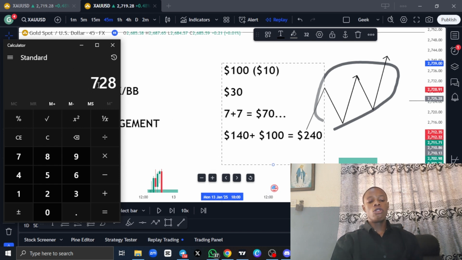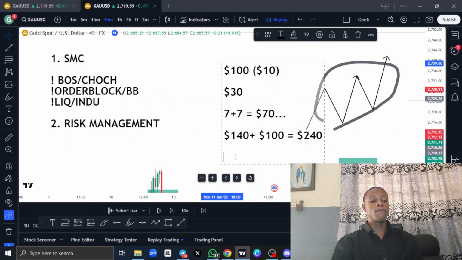Now, 728 trades in a year. Let's say on average, that's it. 728 divided by 2, meaning you are winning half of these trades. You have a 50% win rate. Divided by 2, that gives you 364 trades. Out of those 728 trades, you won 364 trades.